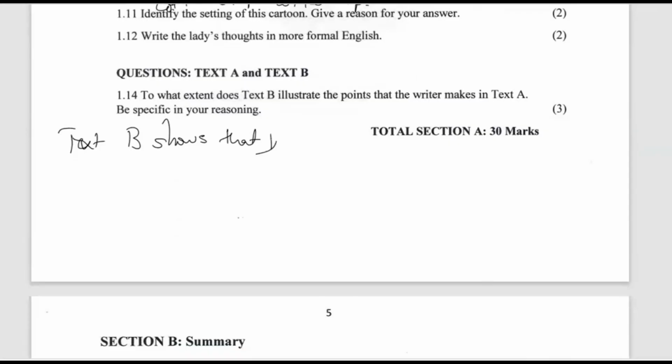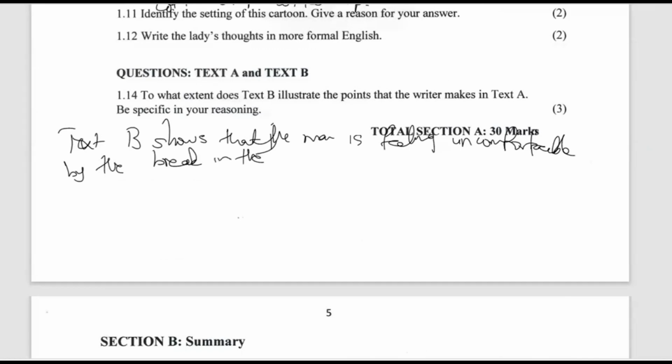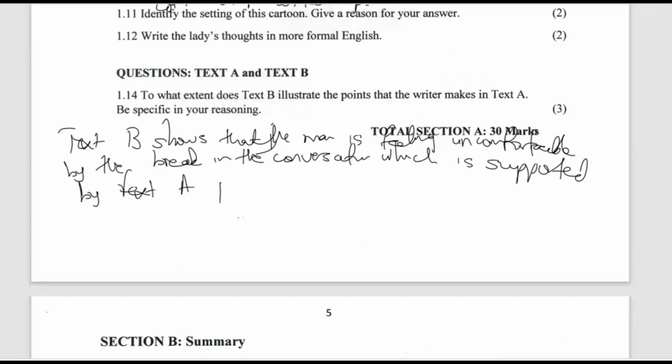Text B shows that the man is feeling uncomfortable by the silence, by the break in the conversation, which is supported by text A, paragraph 1.